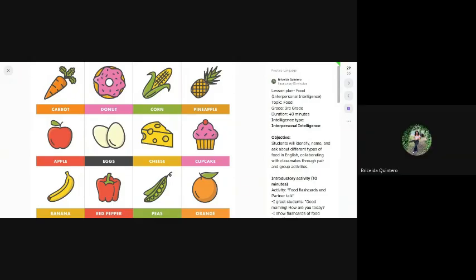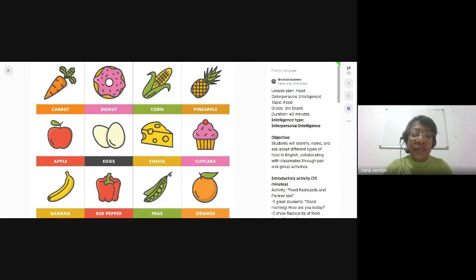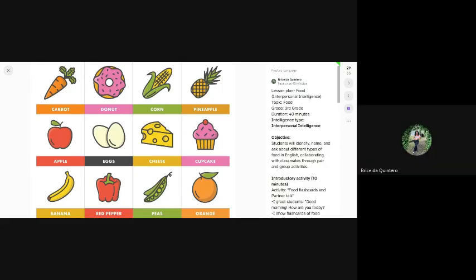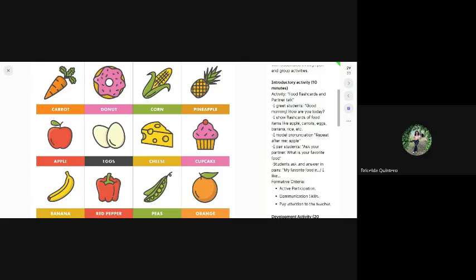Can I start? Yes, you can. Okay. Lesson plan: food. The topic is food, a general topic. Grade: third grade. Duration: 40 minutes. The intelligence type is interpersonal intelligence. Objective: students will identify, name, and ask about different types of food in English, collaborating with classmates through peer and group activities.